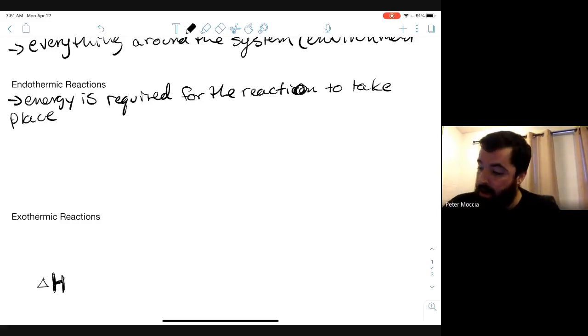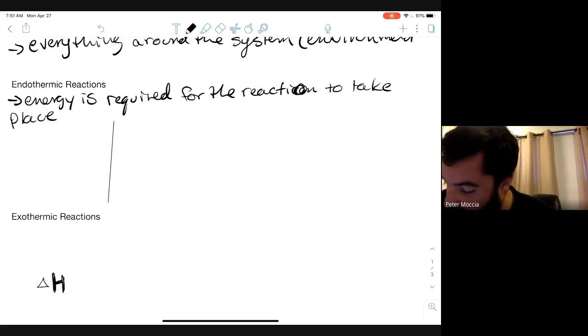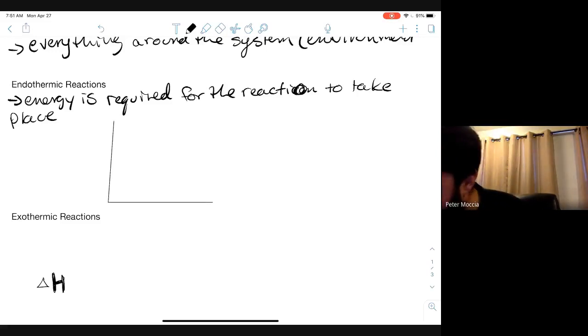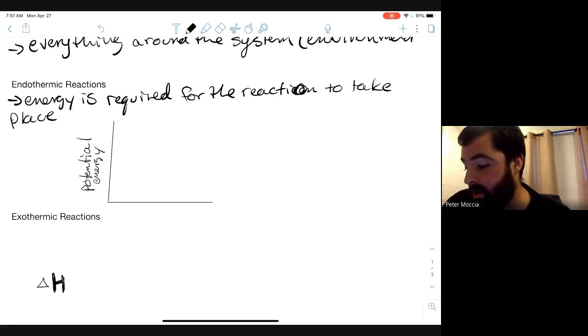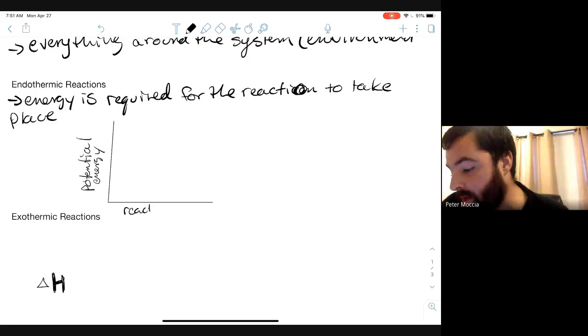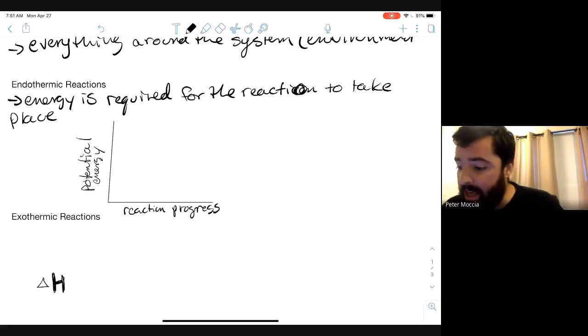Now, if you looked at a graph of the potential energy over some period of time, often when you'll see these graphs, it'll say potential energy here. And what that means is that's the potential energy stored in the bonds of whatever we're studying. And then this will say reaction progress, so it's like as the reaction progresses.